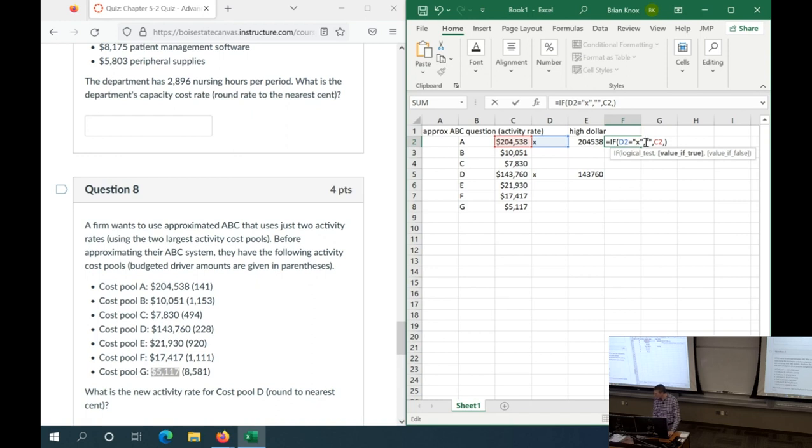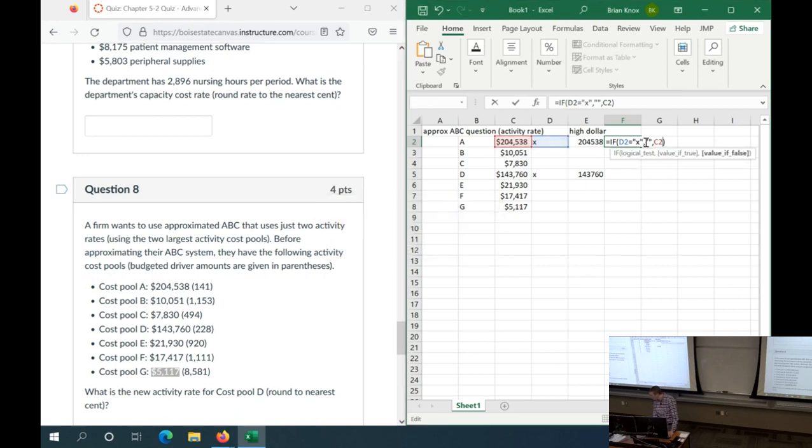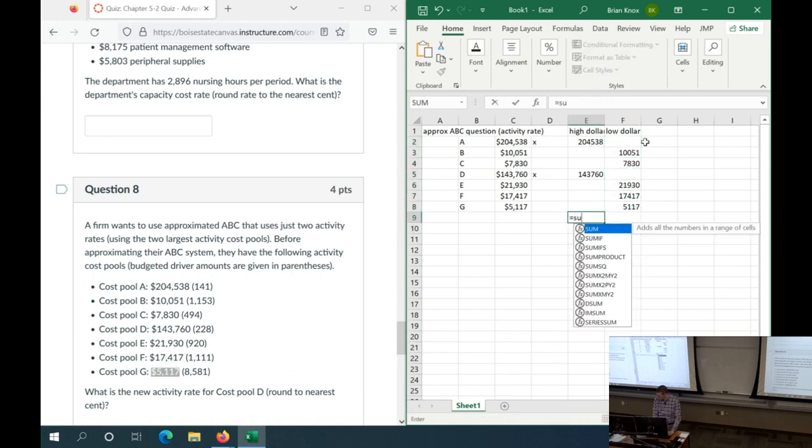All right, so now if it's true that there's an X there, which was my indicator for it being high dollar, I want to say nothing. And if there's not an X there, I want it to put the value here. I have too many commas. Now I have the low dollar amounts. All right, I can sum all of these and these. So now I have the total high dollar cost pools.